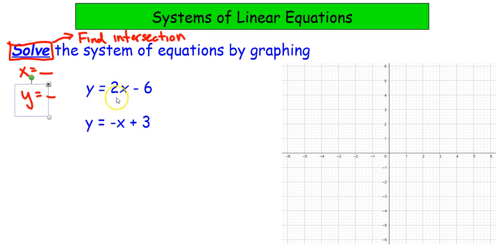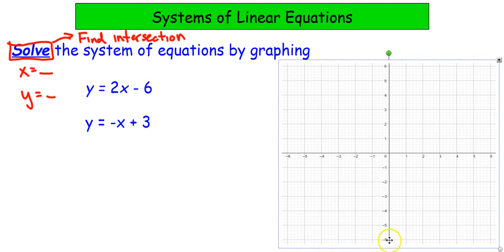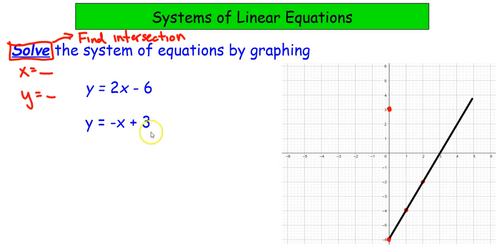So we go ahead and graph the lines. We know that this has a y-intercept of -6, so we go over to our graph. There's (0, -6), and it goes up 2 over 1, up 2 over 1. So that line is going to look something like this. And the second one here has a y-intercept of (0, 3). From that point, the slope tells me to go down 1 over 1, down 1 over 1, down 1 over 1. My line looks like this.